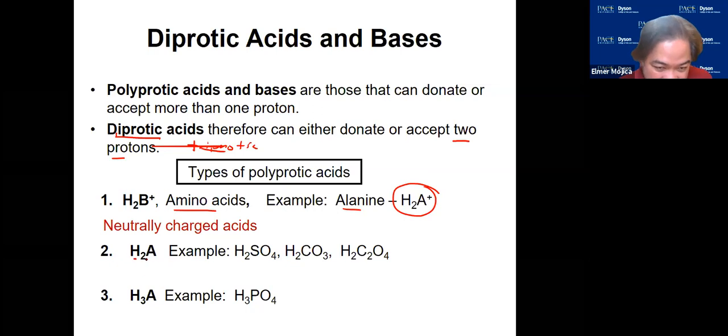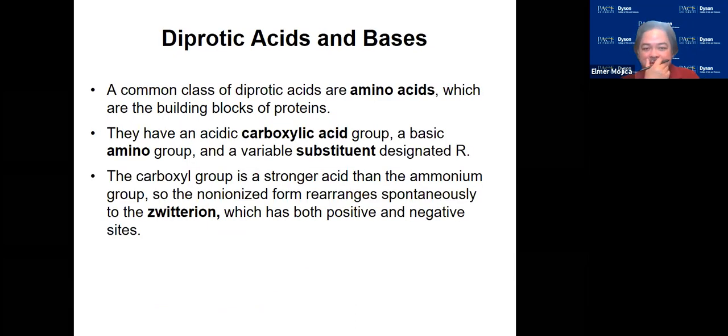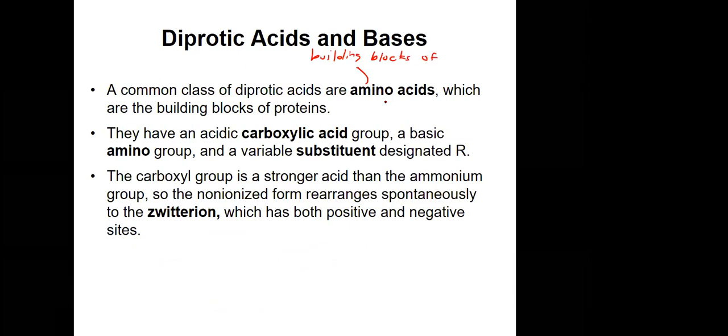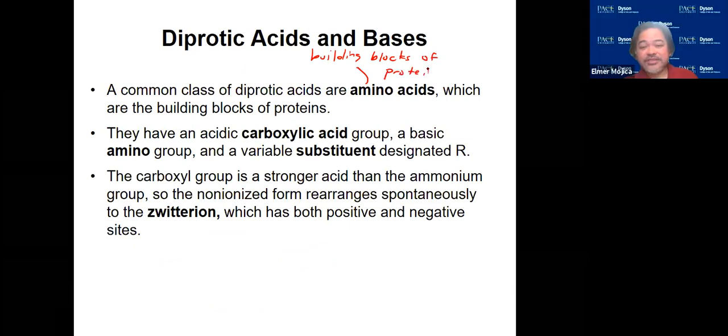And then we have the diprotic acids like sulfuric, oxalic, and carbonic acid. And then we have the triprotic acid, which is your phosphoric acid. If we're going to look at the amino acids, they are the building blocks of what? Building blocks of what is amino acid? Anyone? Proteins. Biomolecule. Proteins. So they are the building blocks of your proteins.